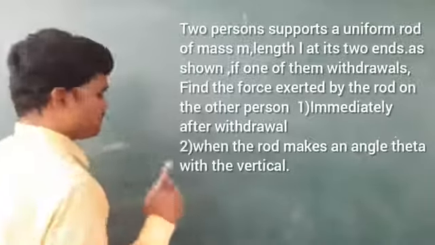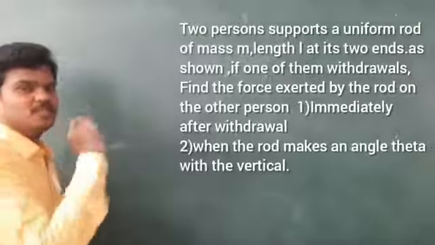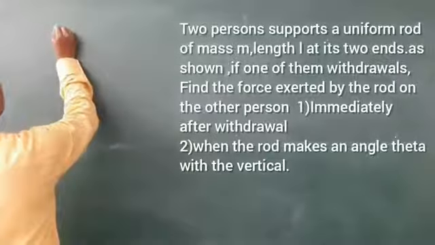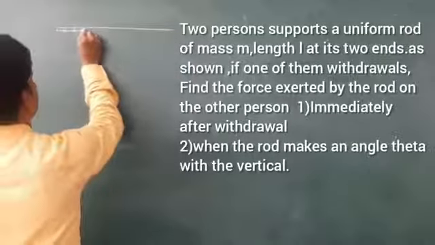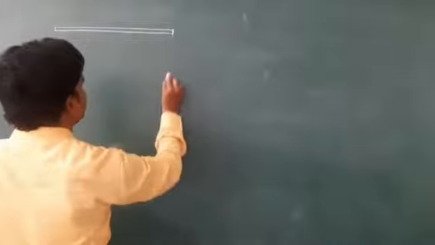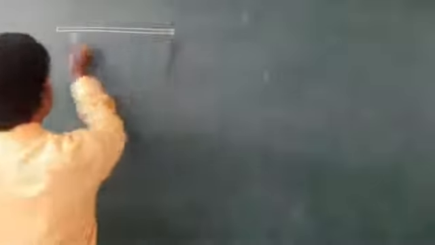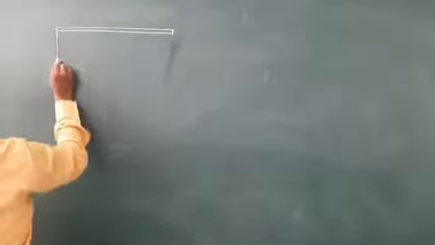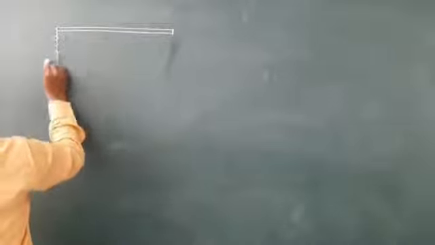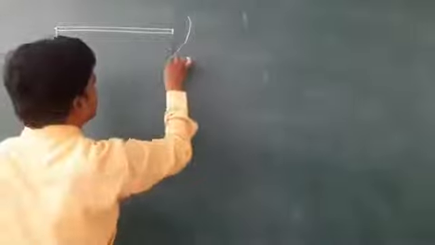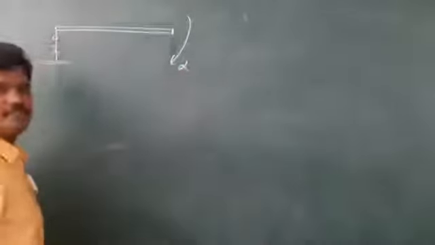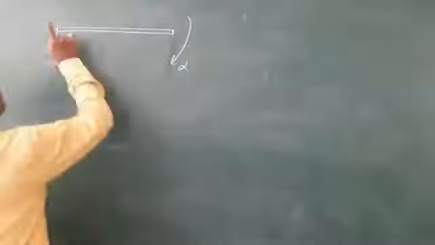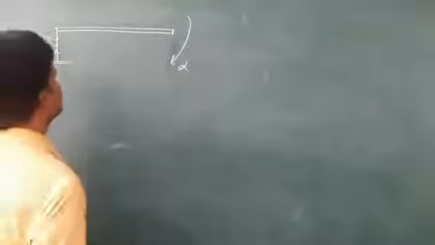So they gave a rod. Two persons hold the rod. Imagine one person here and one more person there. If one is withdrawn, the rod will rotate with an angular acceleration alpha. Then, if one is withdrawn, what is the force acting on this person?